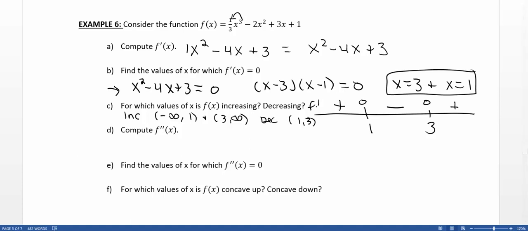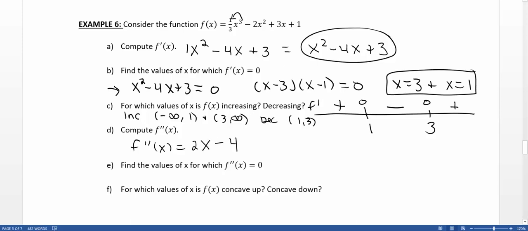Let's keep going. Compute the second derivative. So when computing the second derivative, we want to go back to the unfactored form of the first derivative and use our power rule again. So the derivative here, the first term is x squared, so the derivative of that is going to be 2x to the 1. The derivative of minus 4x is minus 4, and the derivative of 3 is 0 because 3 is a constant. So the second derivative here is 2x minus 4.